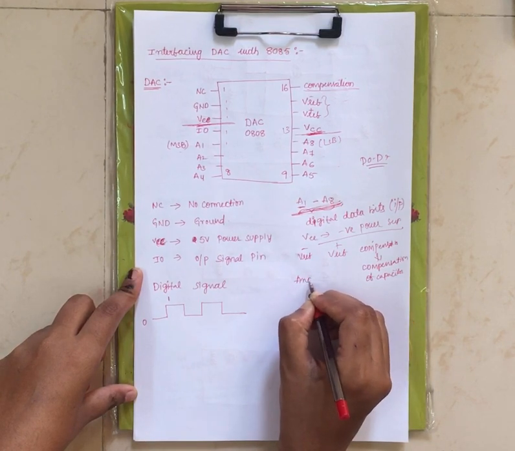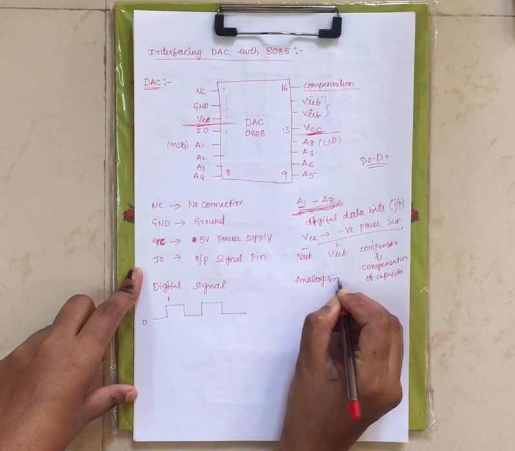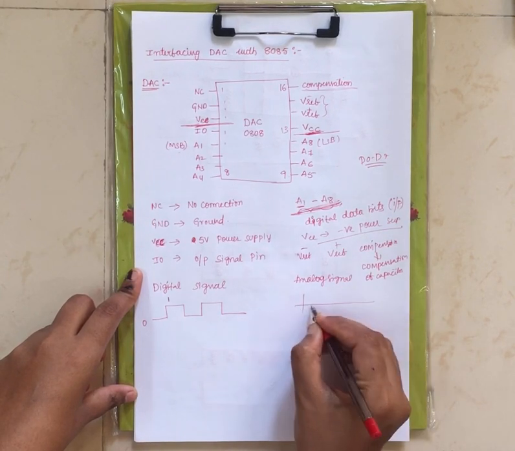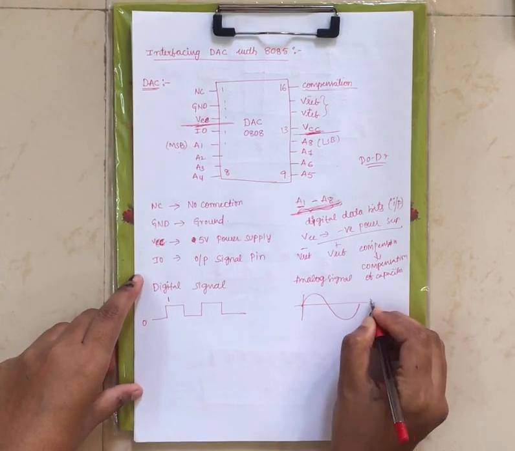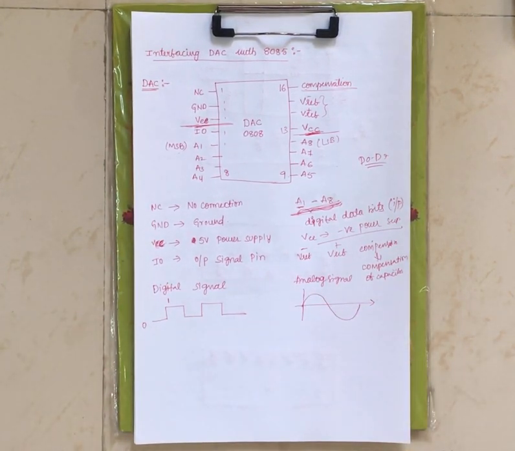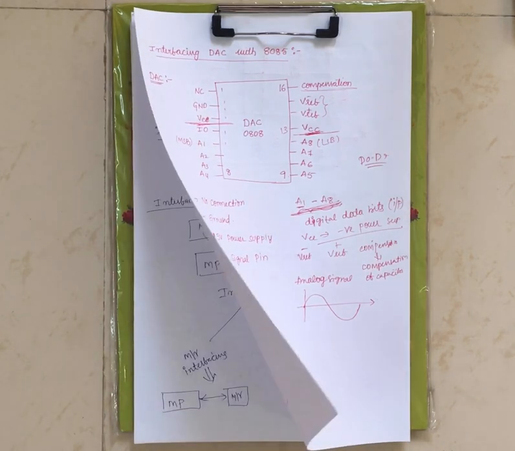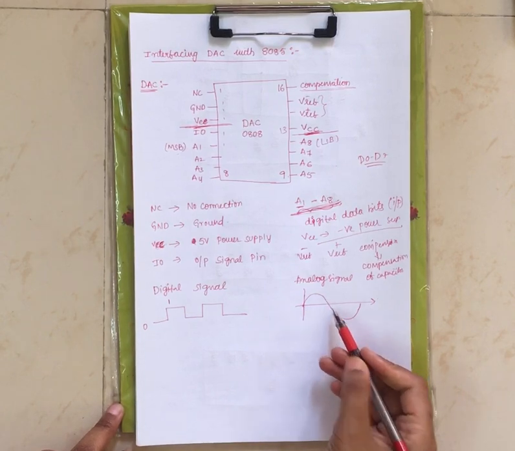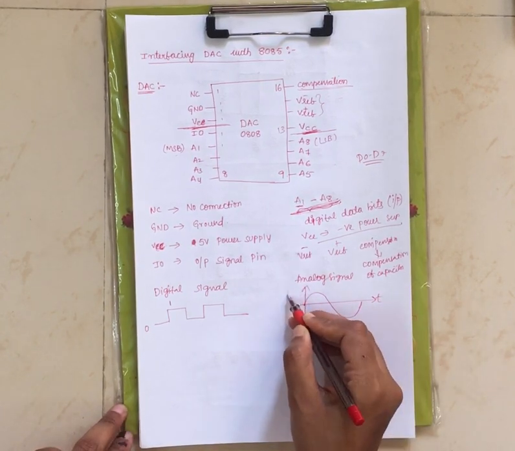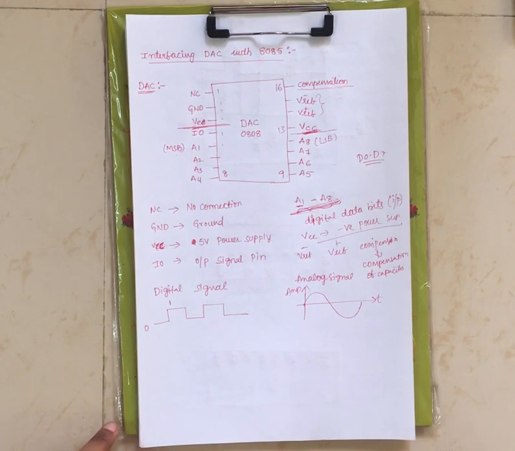Now coming to the analog signal. It is a continuous signal, continuous in amplitude and time. On one axis you represent amplitude and on the other axis you represent time. An analog signal is a signal which is continuous in time and amplitude. A digital signal is discrete in time and amplitude. You might have seen these definitions earlier.